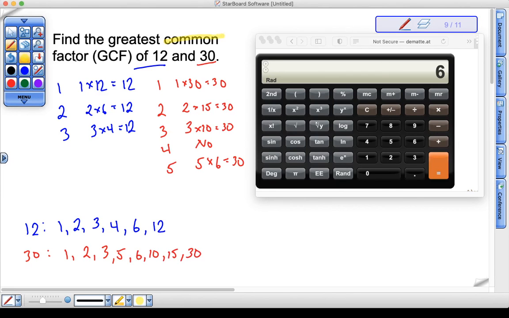So now it's time to find our common factors. I'll highlight our common factors here. So our common factors are always going to be the 1s. Now notice I have 2s in here as well, so I can highlight the 2s. 3s also work out, so 3 and 3. 4, I don't have any 4s over here. 6, I have 6s on both the top and on the bottom. 12, do I have a 12 down here? I do not. So these are all the common factors. And now I need to find the greatest of those common factors, and that's going to be the ones that come on the end here. So that will be our 6s. So the GCF for 12 and 30 is going to be 6.